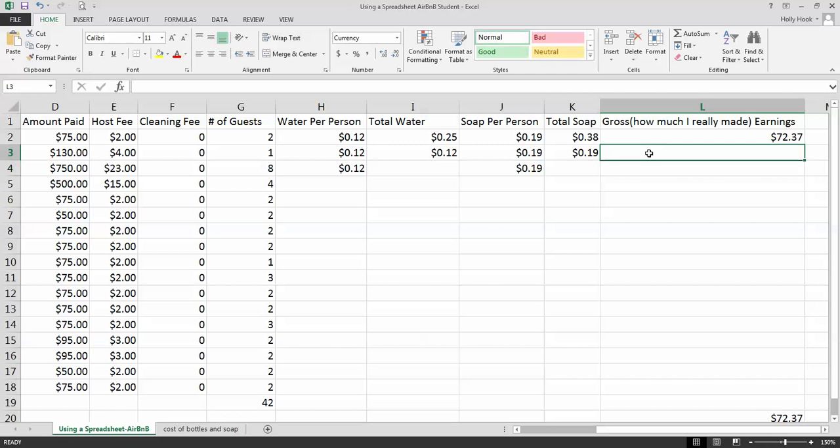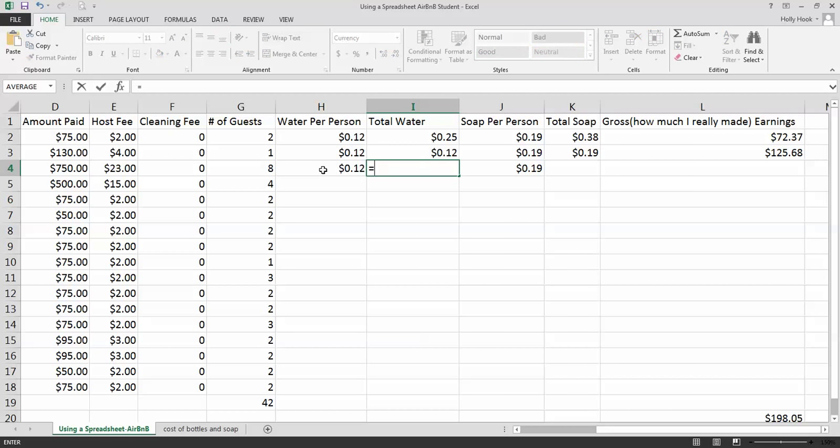And then to find the total cost, we can do, again, the amount paid minus the host fee minus the water total minus the soap total, and we get $125.68. Now, if you notice, we're doing the same math problem each time to find this answer, right? So let's see what other cool thing Excel can do.